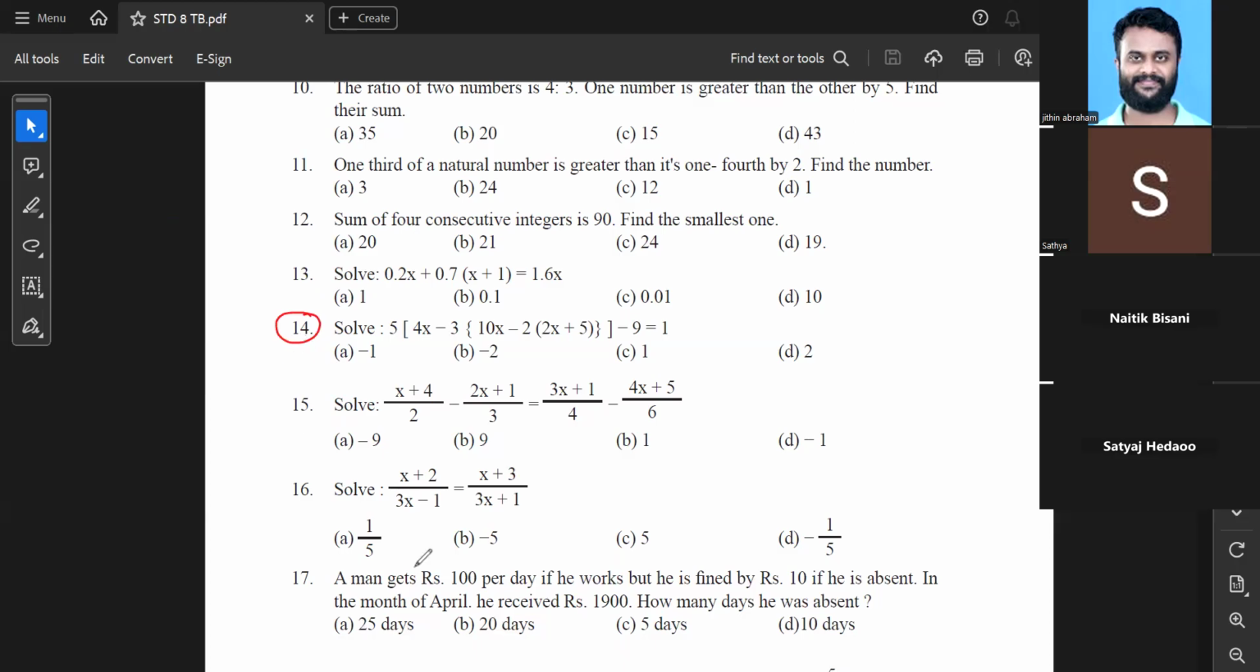Let's go for the 14th one. Now, before I solve, I want you guys to try this out, and then I'll solve. Sir, could you also solve the 17th one as I had doubt in it?